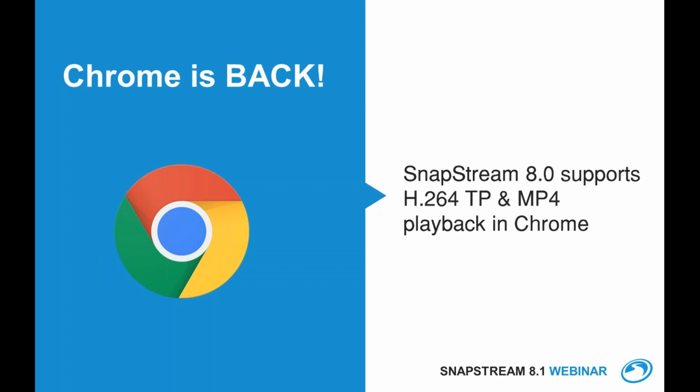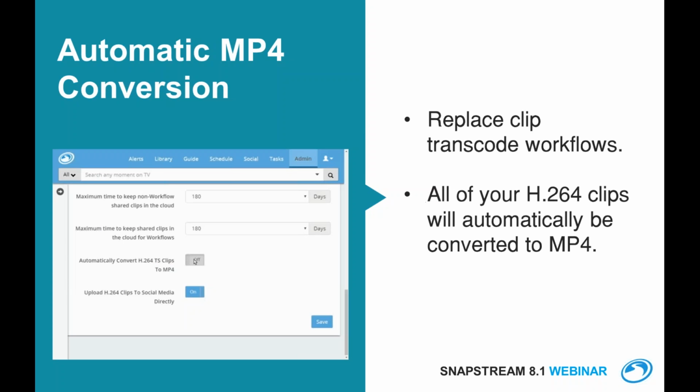The other thing we're also excited about is our automatic MP4 conversion. This is replacing the clip transcode workflow that the vast majority of you are using. It would take time and processor power to get those MP4s available from your MPEG-2 recordings. Now, if you're recording in H.264, we have the capability to do a quick rewrap. It takes a couple of seconds, and then you have your MP4 available to download. I'm really excited about this.